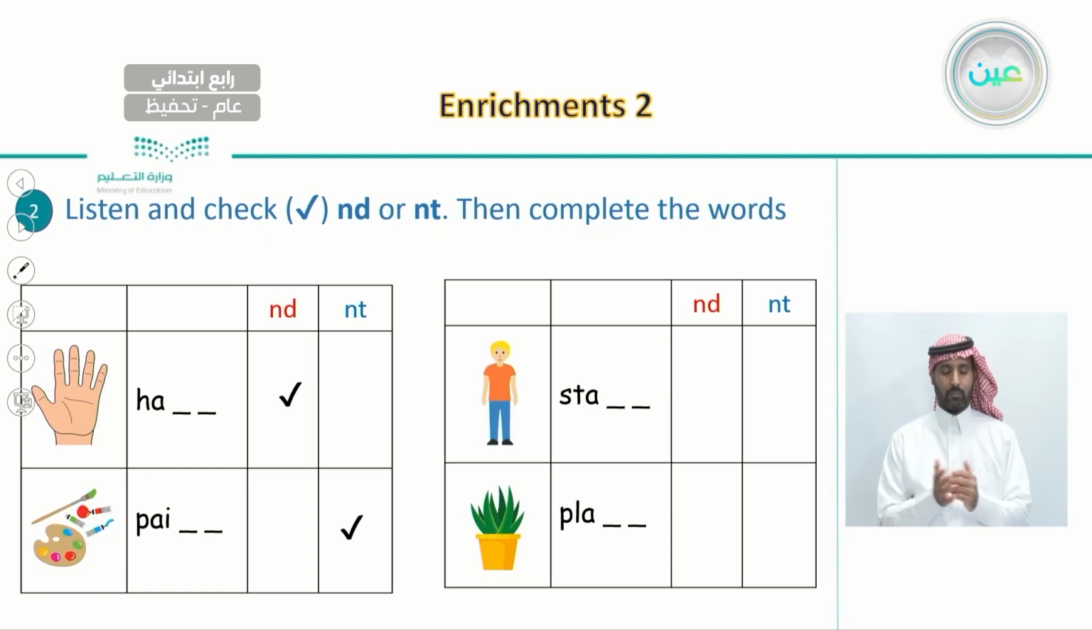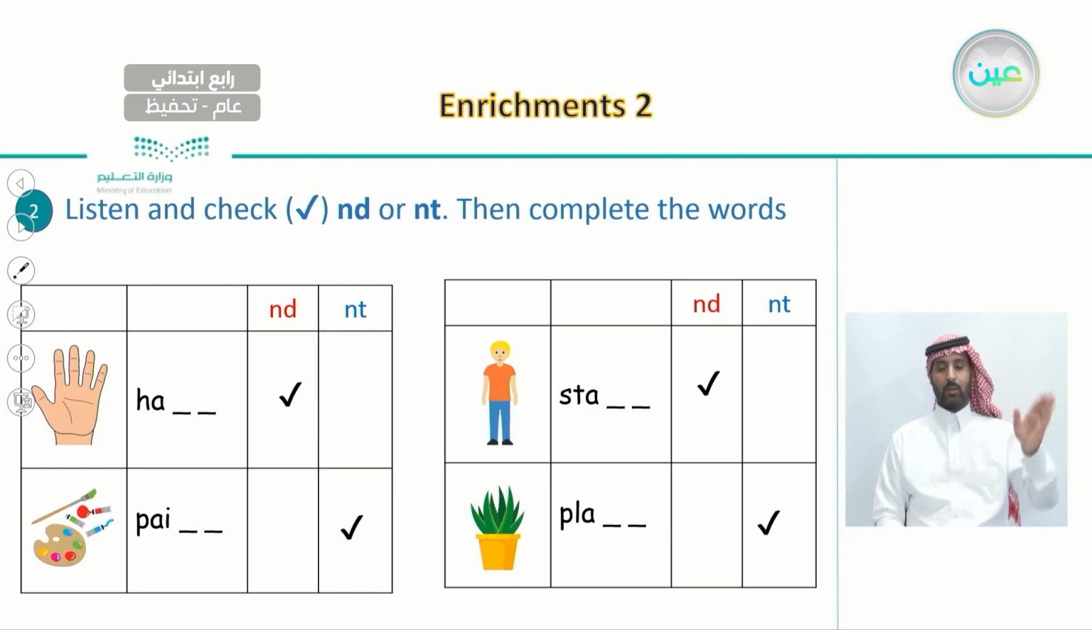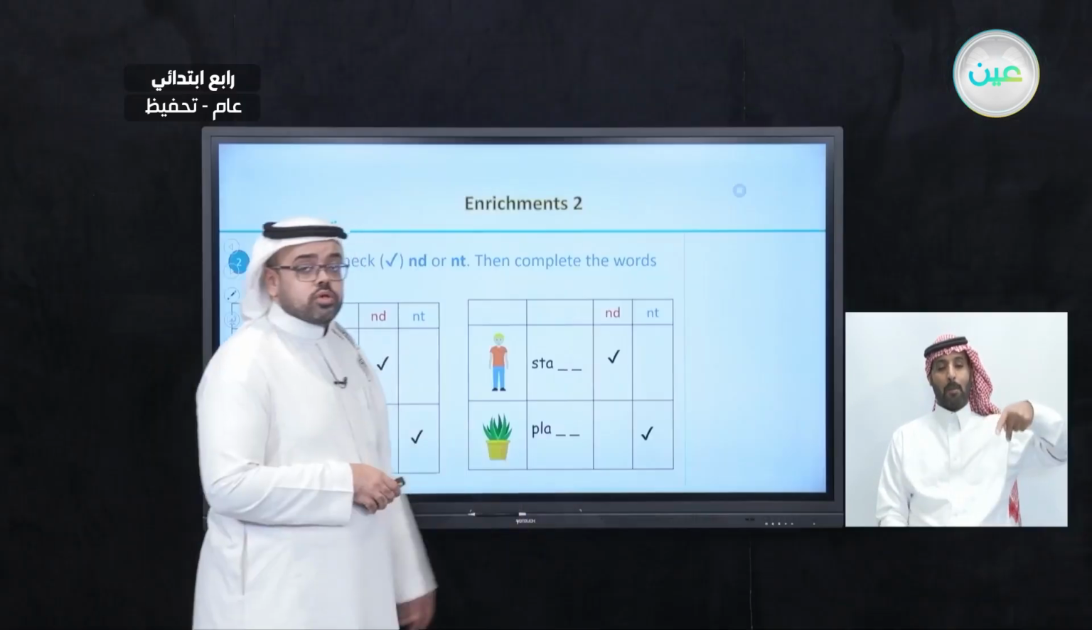After this, we listened to the second word, which is paint. Paint ends with NT, so here we put a check mark and wrote NT. The third word was stand. Here we put a check mark on ND, and also wrote the missing letters. And finally, the last word was plant. Here we put a check mark and wrote NT.